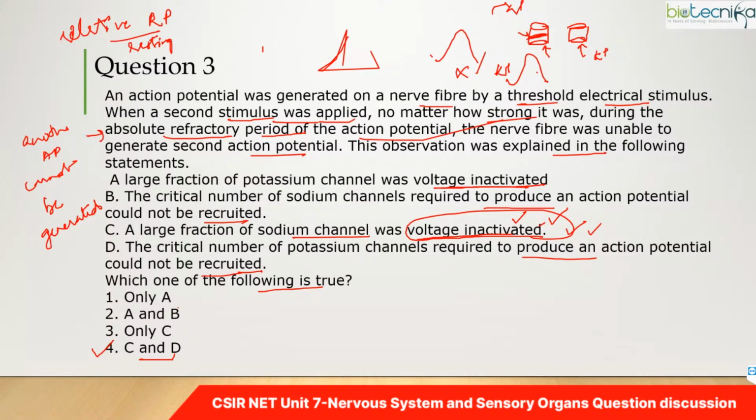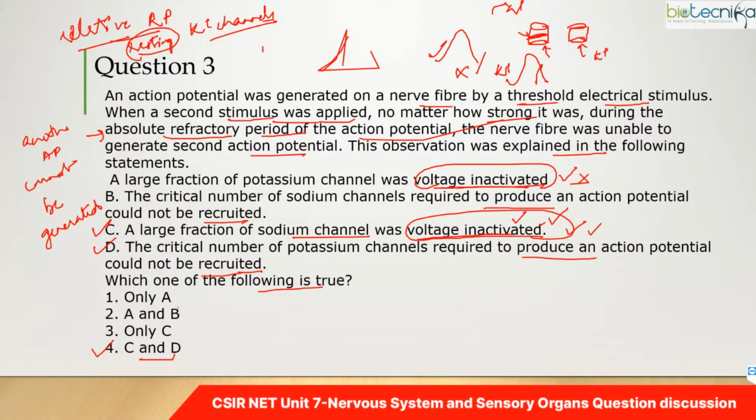In that relative refractory period, sodium has to return back to the resting state and potassium channels have to close to some critical level. Only then will another action potential be generated. So that is why C and D are the correct options. What A says, a large fraction of potassium channels was voltage inactivated, is not about voltage inactivation. You need a critical level of potassium channels, as we were seeing in the beginning. When an action potential has to be generated, you need a critical level of sodium channels. Similarly, A is incorrect over here.